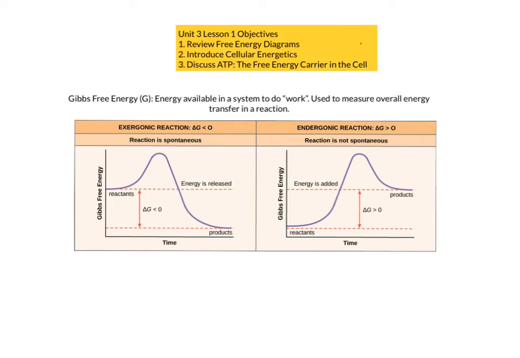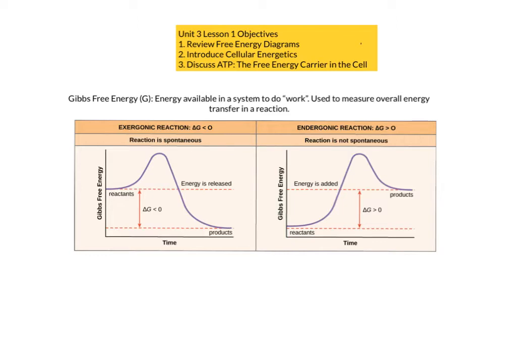So in this video, I just want to record the lesson that I gave this morning. There were three major objectives from this lesson. The first of which is we reviewed the free energy diagrams. The second, I introduced cellular energetics. And third, we talked about the free energy carrier of the cell, which is known as ATP.